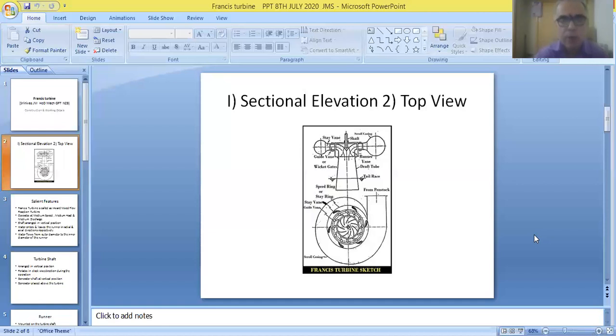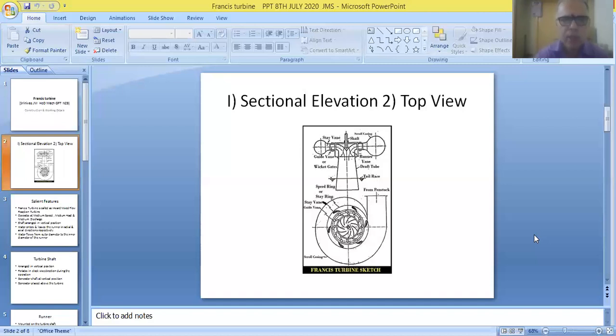So therefore, this front view is very, very essential for explaining the arrangement of the draft tube. Now, we can see the arrangement of the draft tube. It's shown in the first figure. It's shown in the sectional elevation of this turbine. So this is as shown in the figure.